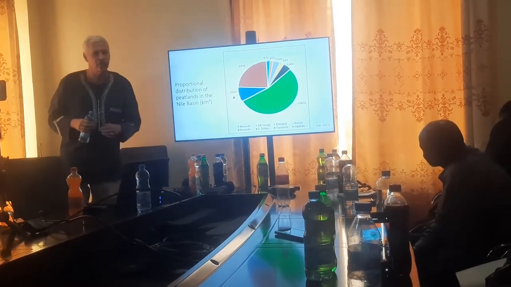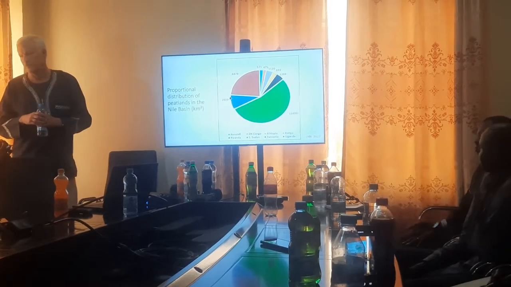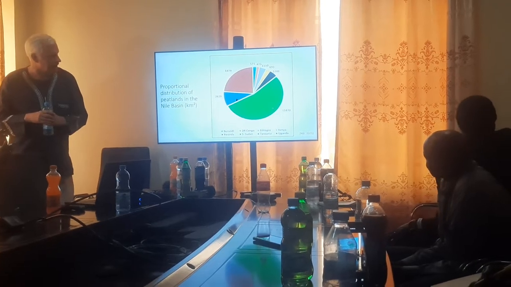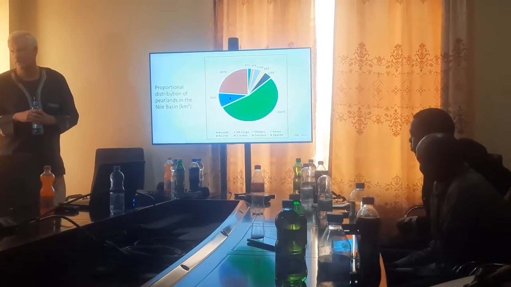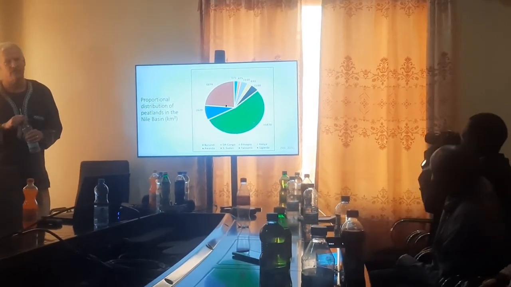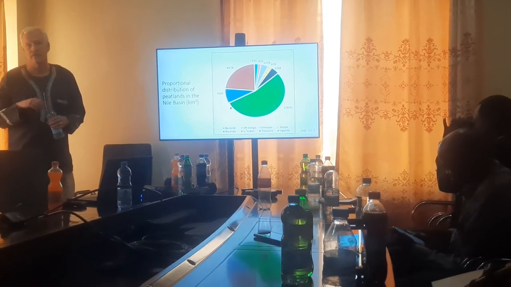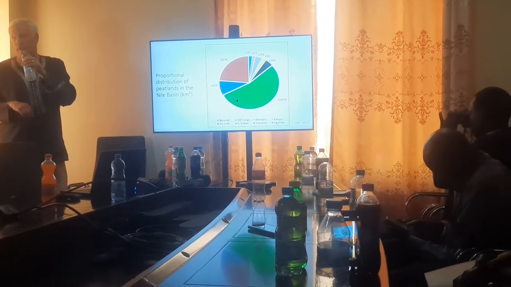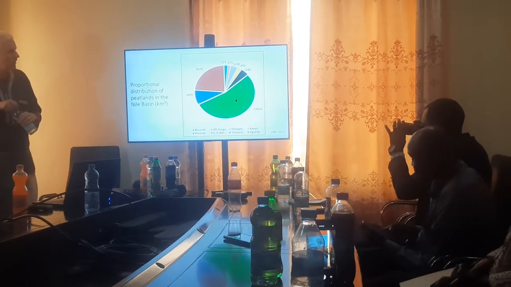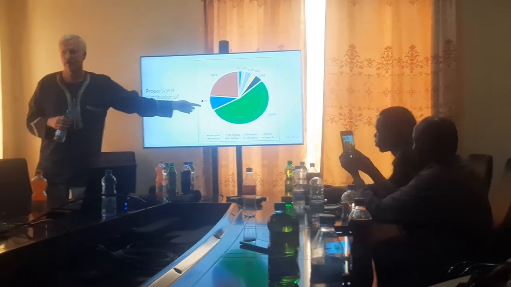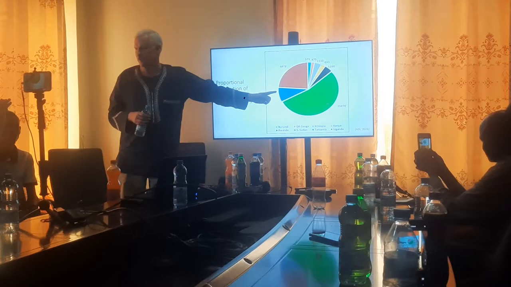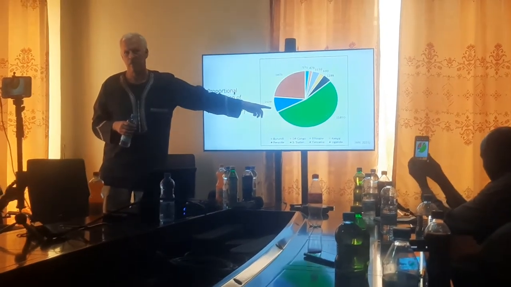And this pie chart shows the distribution of peatlands within the Nile Basin countries. Okay? And that big green slice is South Sudan. And why does South Sudan get the bigger green slice? By far. So the point is that, from an international community and a climate change perspective and greenhouse gas emissions, this is something that needs to be monitored.